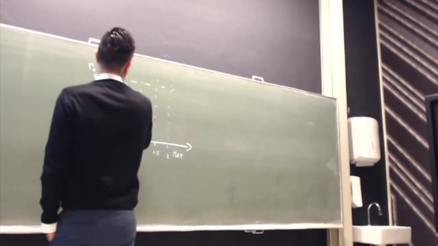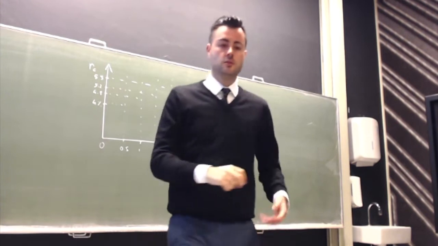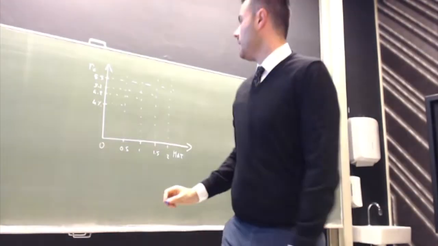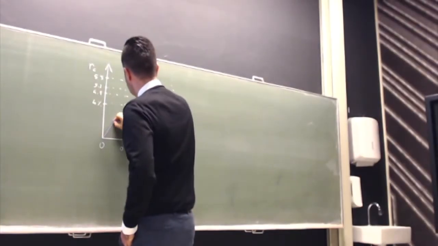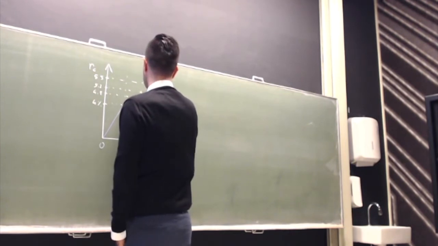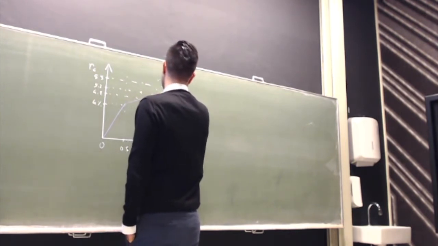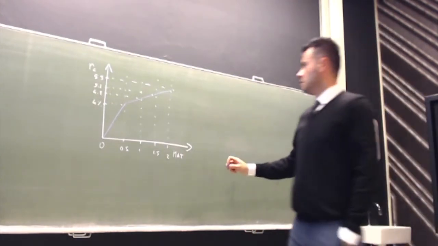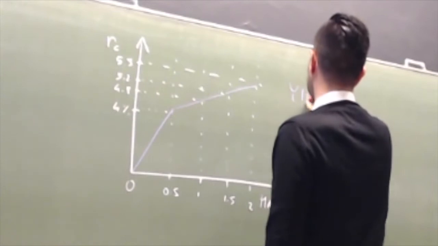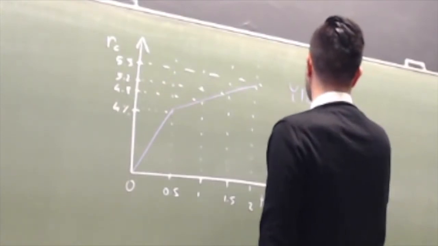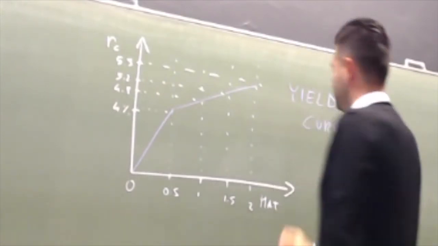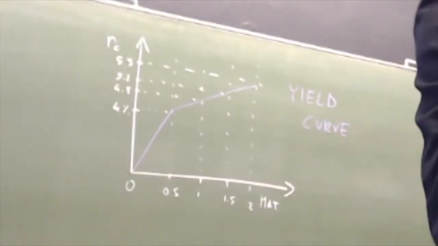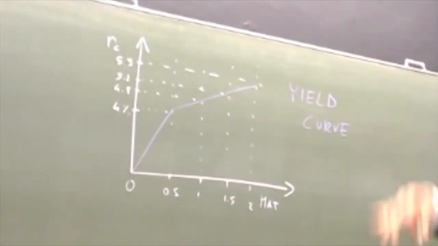I'm going to do all my usual stuff to try to get a decent drawing. And if I connect these points, I will have this. Then it will be this, this, this. This object here is what we call the yield curve. Now, you see that here we just have 4 points, okay?